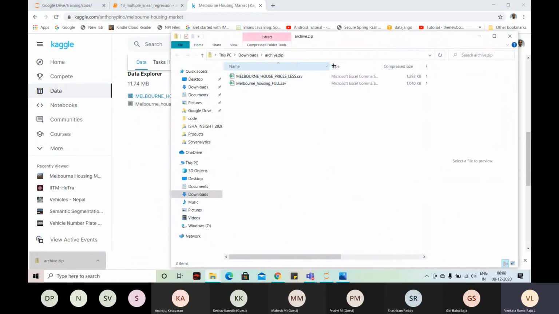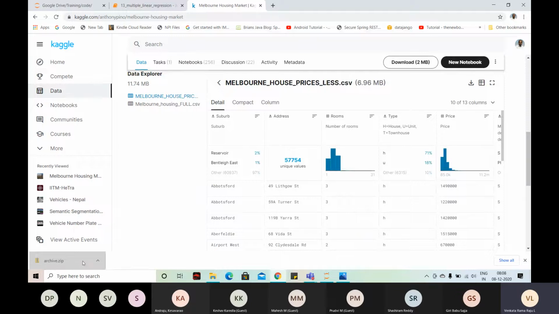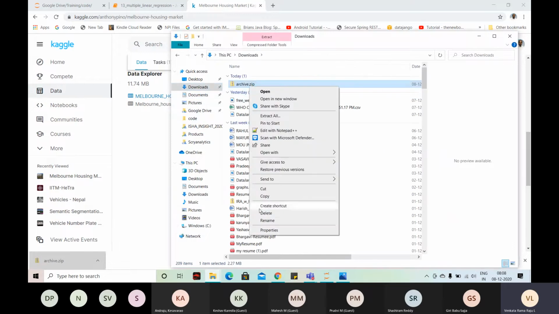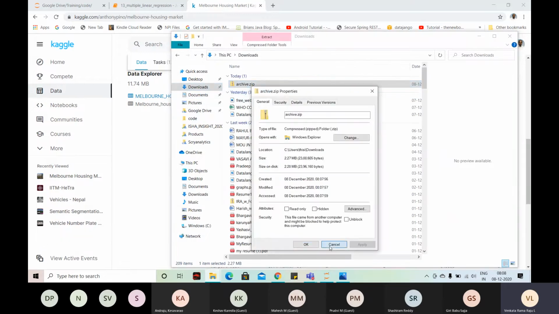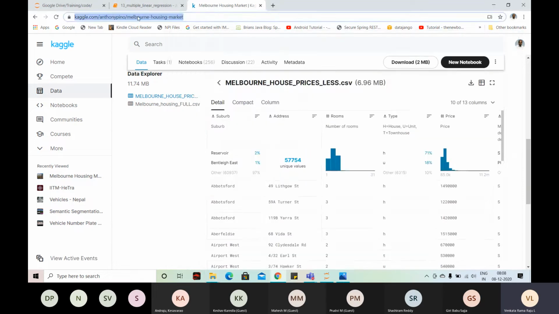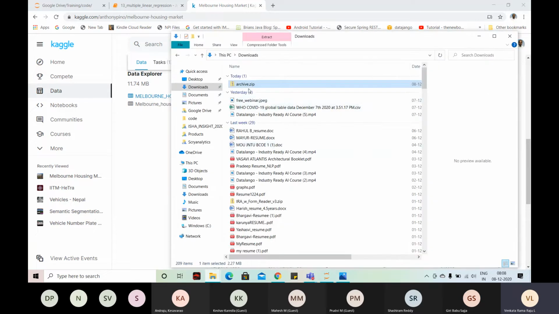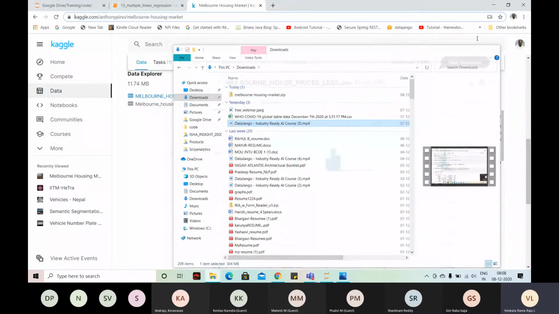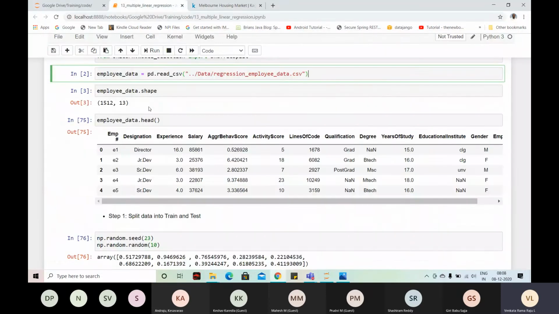So how much size is this? Yeah, 2 MB only. So let me rename it and put it in the drive. I think we should have it in the drive also. I'll put it in the drive. Okay, so that is the data set you can work with.